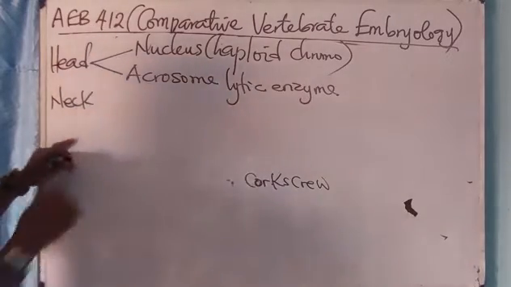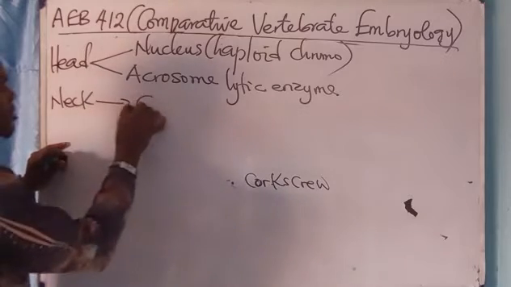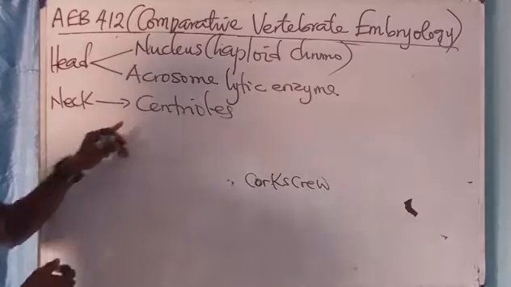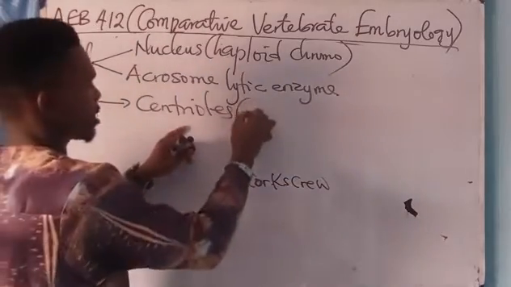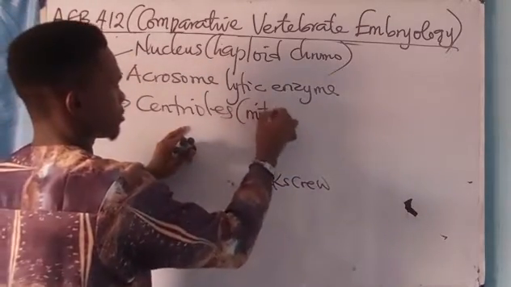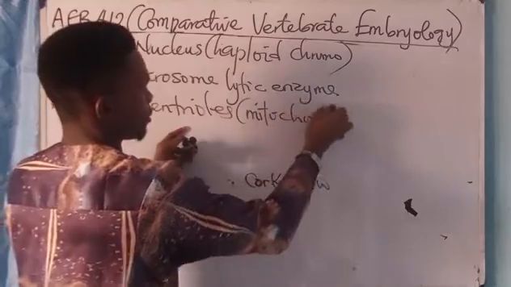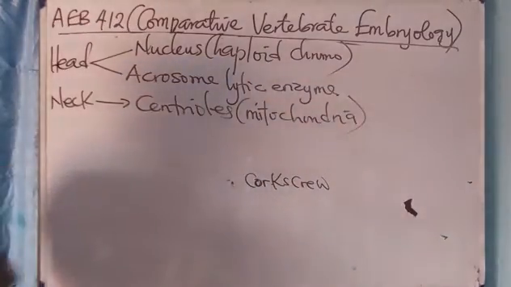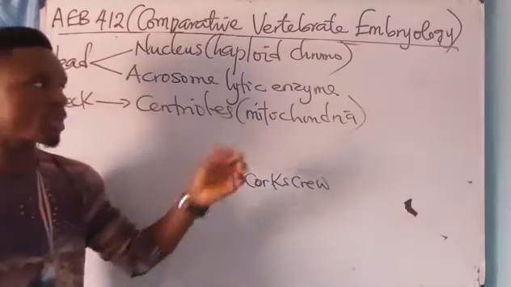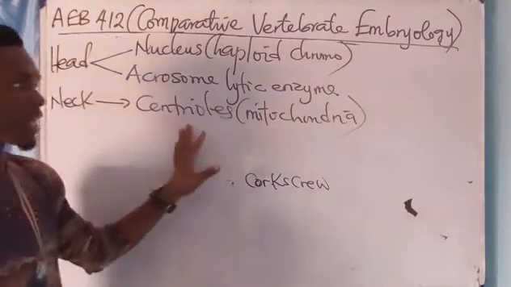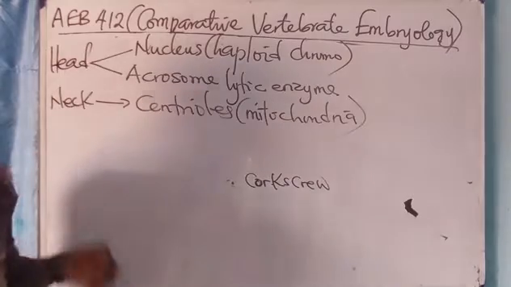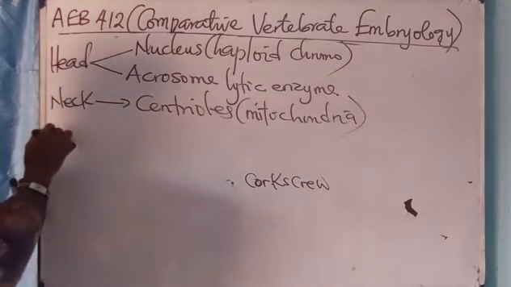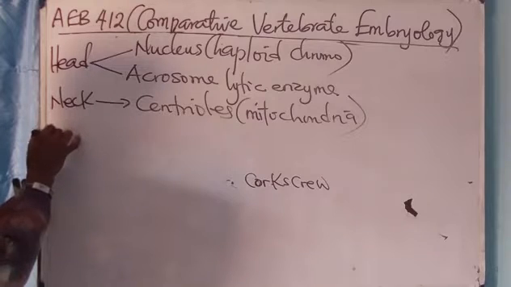It has the neck. Now, this neck has the centriole. It is in this neck region that you have the mitochondria. Of course, the mitochondria is known as what? The powerhouse of the cell. It is this mitochondria that produces energy for the lashing movement of the tail of the sperm.